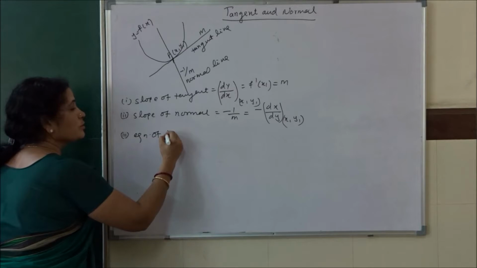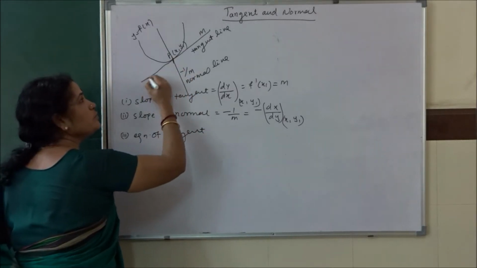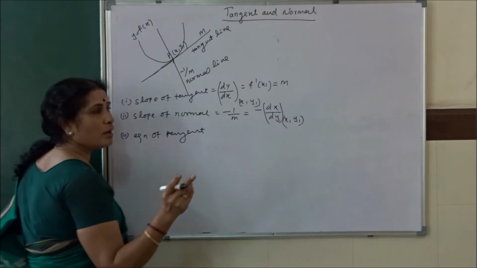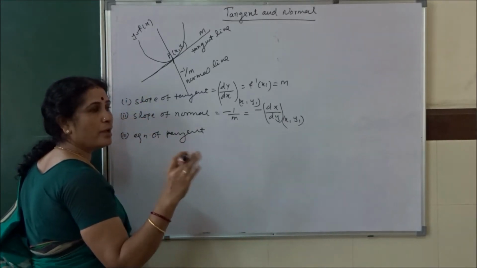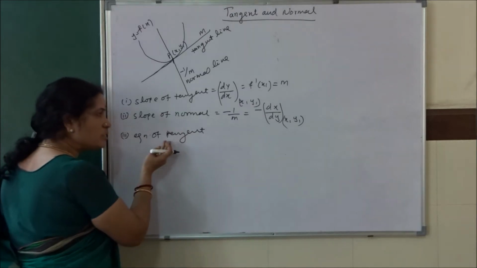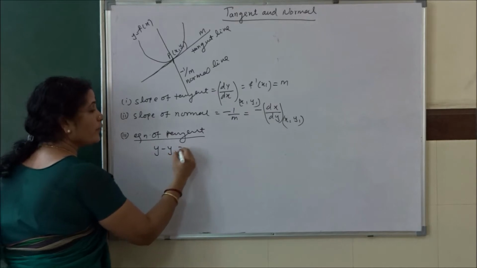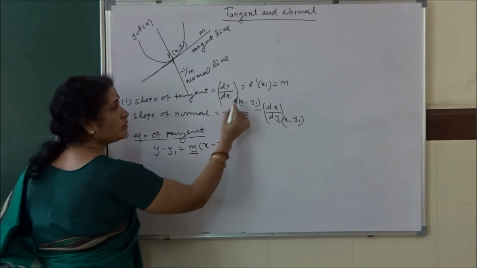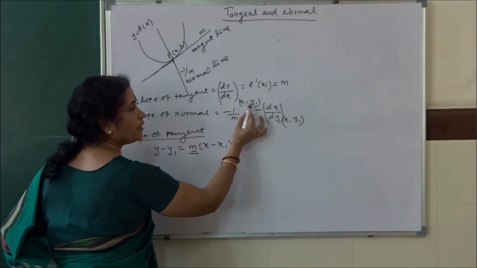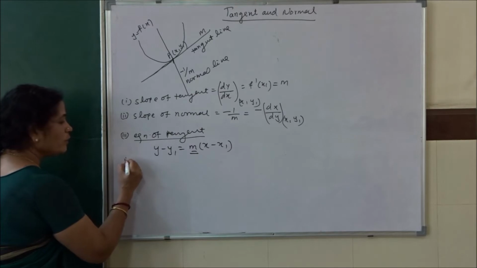Now next, number 3, equation of tangent. What is the equation of tangent at this point x1? That means we are finding this. You have seen slope point form in 11th standard. That is y minus y1 equal to m into x minus x1. That is the equation of tangent. What is m here? That is dy by dx, at point (x1, y1), because slope is constant.